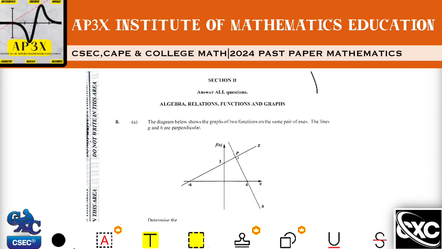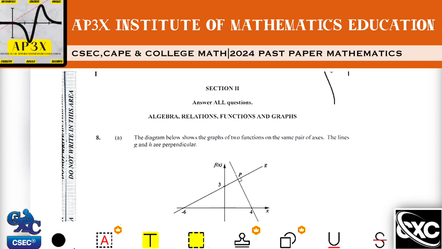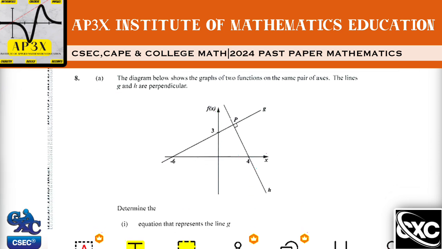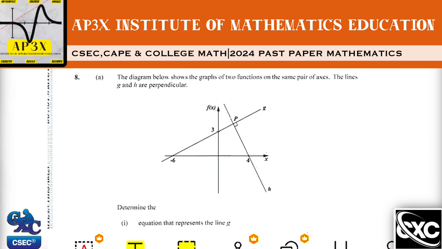So let's then move on to section 2. Now we're going to be wrapping up questions 8, 9 and 10. So in section 2 here, we're to answer all questions. The first topic here is going to be algebra, relations, functions and graphs. The diagram below shows the graphs of 2 functions on the same pair of axes. The lines G and H are perpendicular.